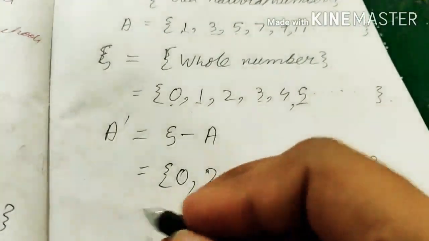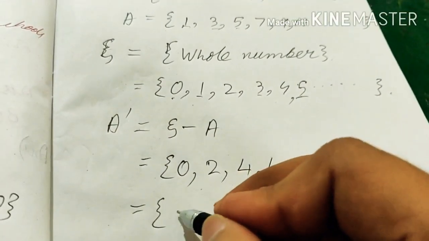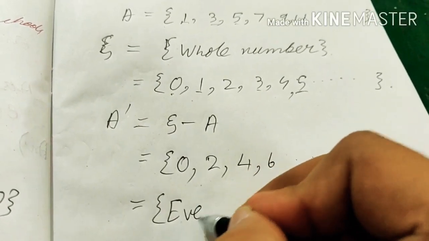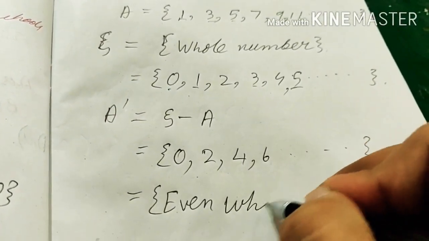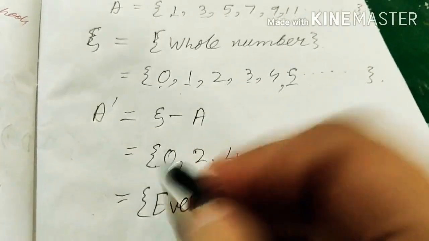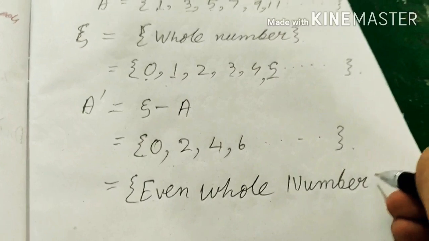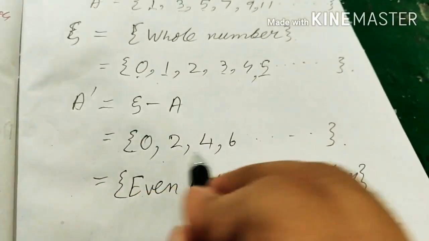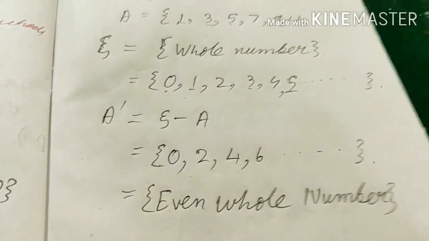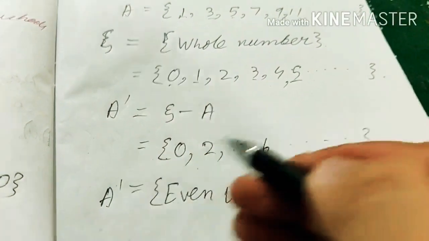And what are these? These are even whole numbers. Whole number, why? Because it is starting with 0 and whole numbers start with 0, and they are also even numbers, 2, 4, 6, 8 and so on. Okay, this is the A complement.